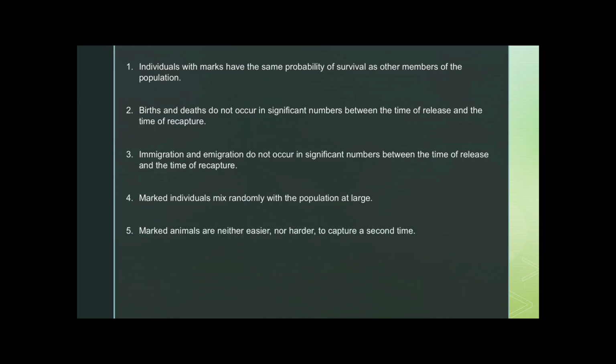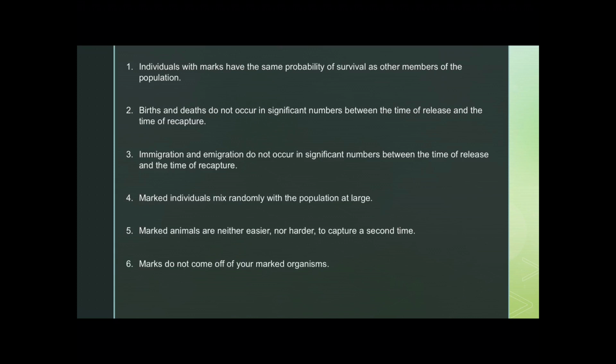Marked animals are neither easier nor harder to capture a second time round. This is different to what we were talking about in number 1. In this case, what we're saying is that if an animal is frightened by the marking process, so much so that it becomes very timid and hides a second time, then we're not going to be able to recapture it, and that means that recaptured individuals are going to be underrepresented in the sample. On the flip side, if an animal is rather tame and becomes easier to recapture, then that is also going to induce errors into our estimate.